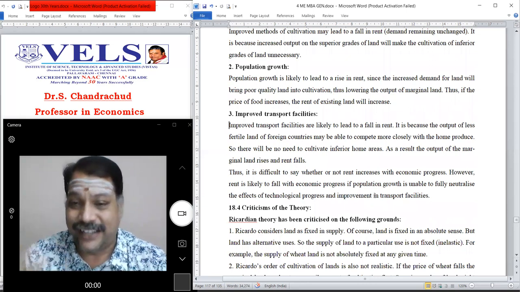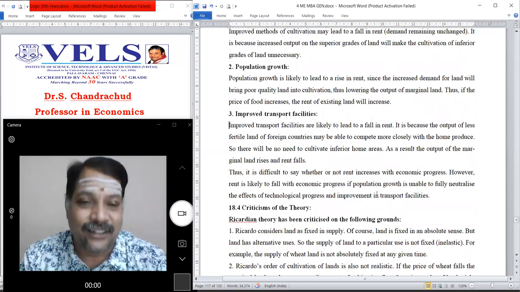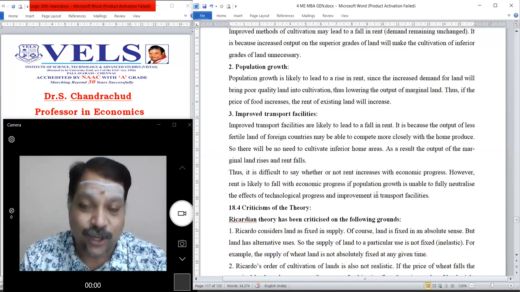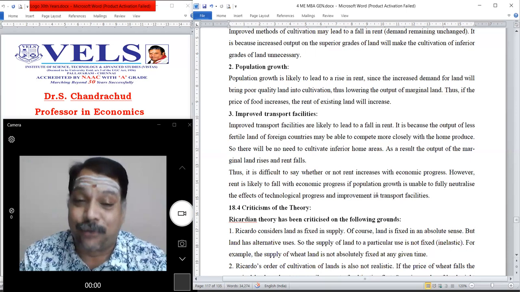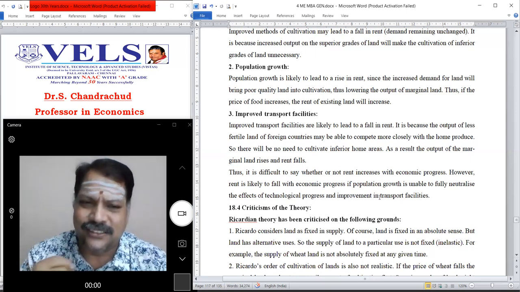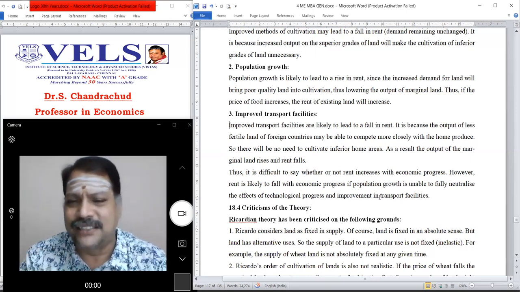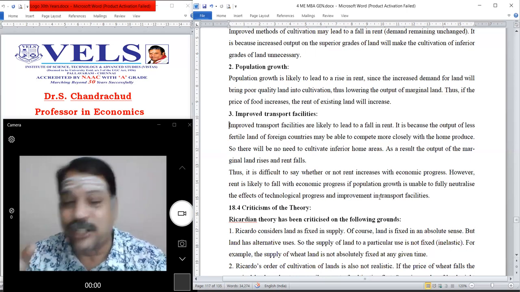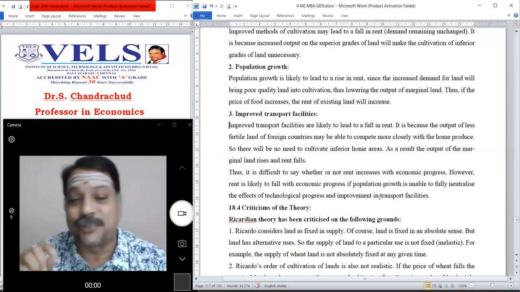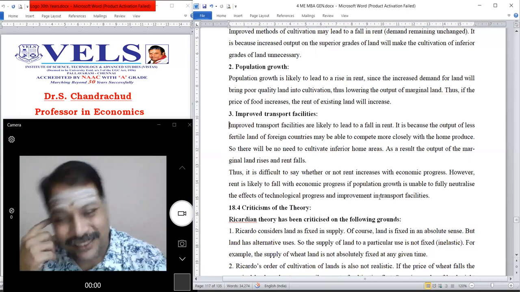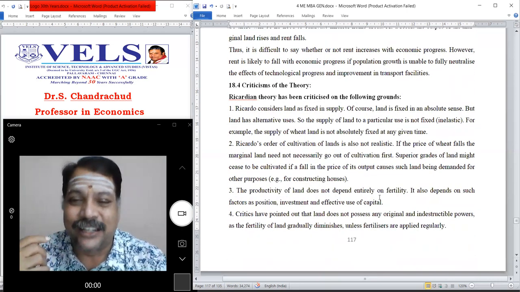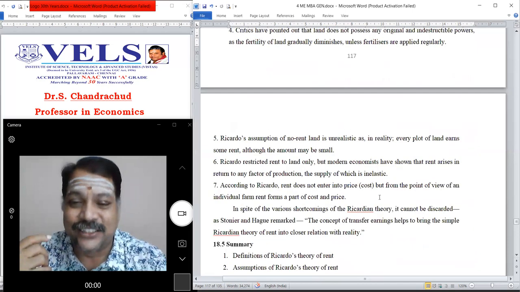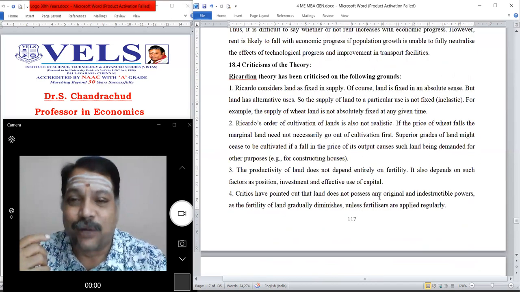Thus, what we can conclude from this theory is that it is difficult to say whether or not rent increases with economic progress. However, rent is likely to fall with economic progress if the population growth is unable to fully neutralize the effects of the technological progress and the improvement in the transportation facility. But this theory has been criticized in many ways. Some of the criticisms I have listed out, we will see one by one.